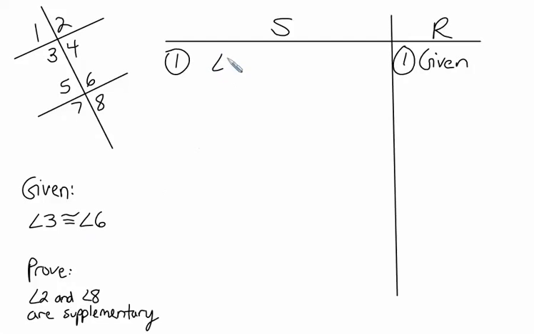Now I know some people might say, oh, well the given is easy. It's just that angle 3 is congruent to angle 6. And that is true. But there's other things from the picture that we will want to use as givens. So first of all, I'm going to mark the fact that angles 3 and 6 are congruent. But then I'm also going to label that we want to end up with angles 2 and 8 being supplementary.